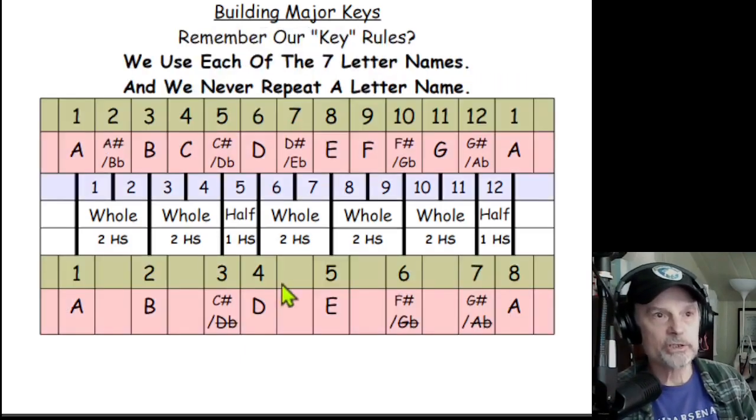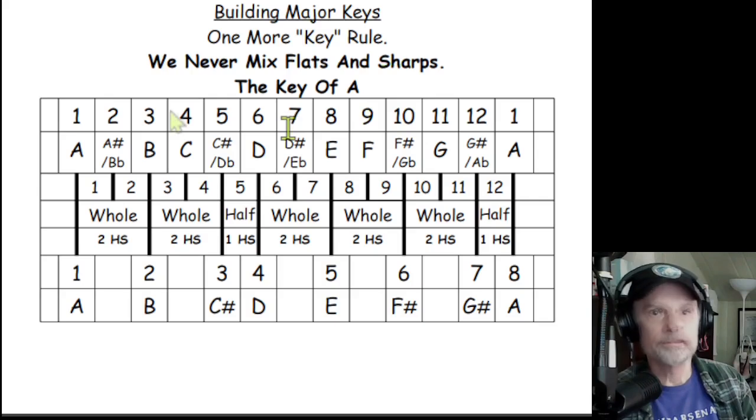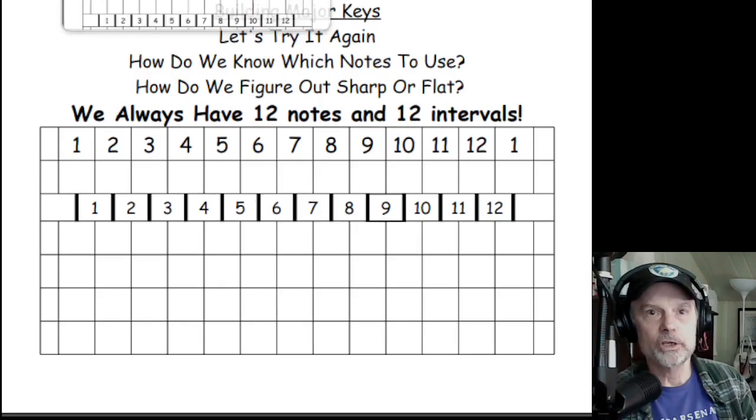It is easy to see which note name to use. After the note B, we need a C, which needs to be sharped. After E, we need the F sharp, and then, of course, the G sharp. This becomes obvious with the 12-note scale written down. One more key rule: never mix flats and sharps. Now, let's try building another key.